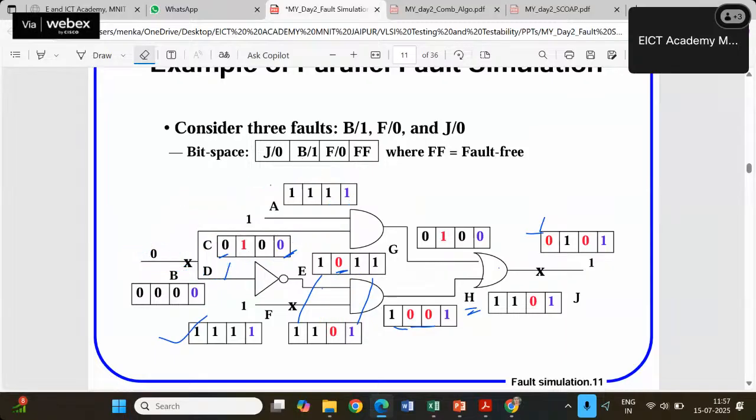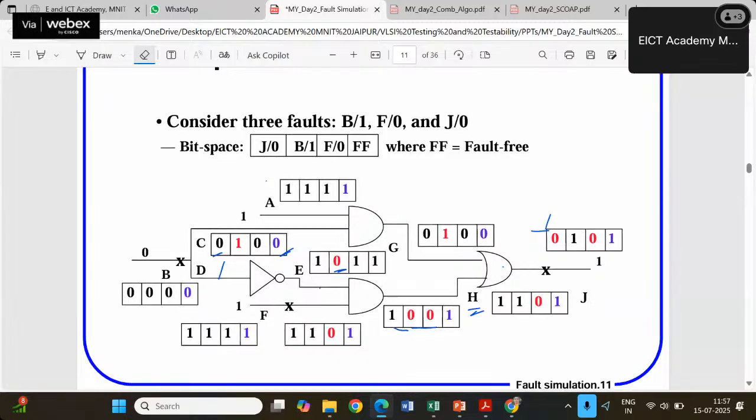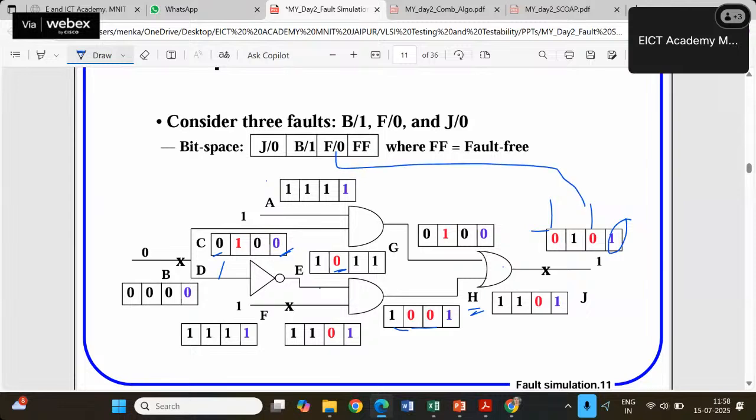When we are doing so, we will find that the last one, which was the fault-free output, is differing in this case and this case. So it means we are able to detect this case, that is F stuck at 0, and J stuck at 0. These are the two faults we are able to detect with the help of this. So in this manner we can figure it out with the help of the parallel fault simulation technique.